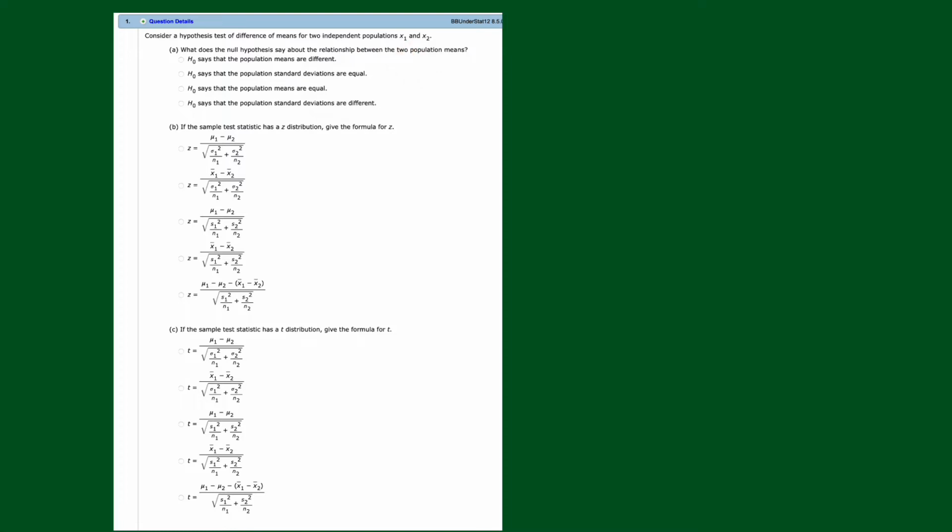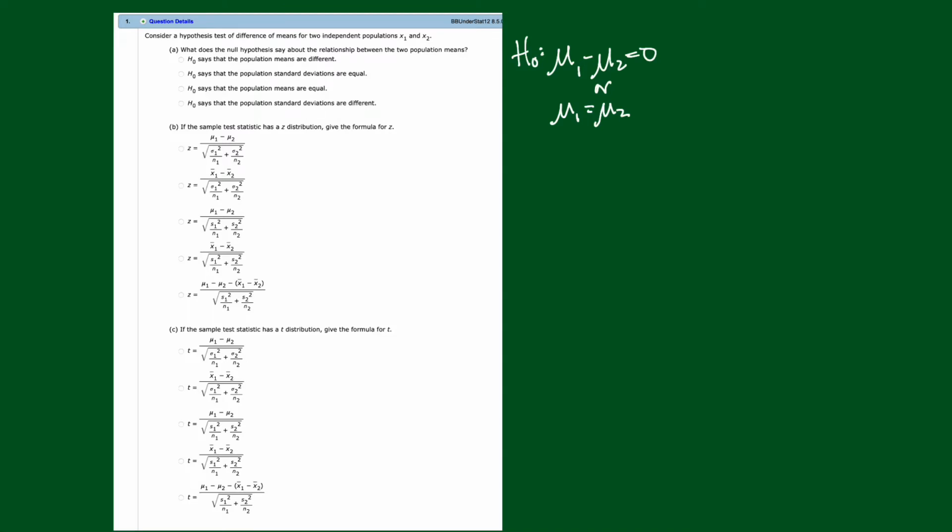Okay, well, what we're typically testing here is this, that H naught is going to state that mu1 minus mu2 is 0, or, if you like, mu1 equals mu2. So we're saying that there's no difference between the means, or that the means are equal.